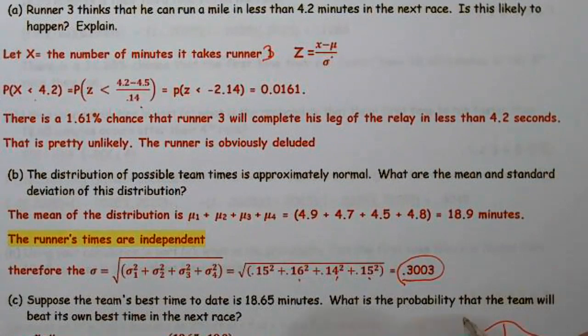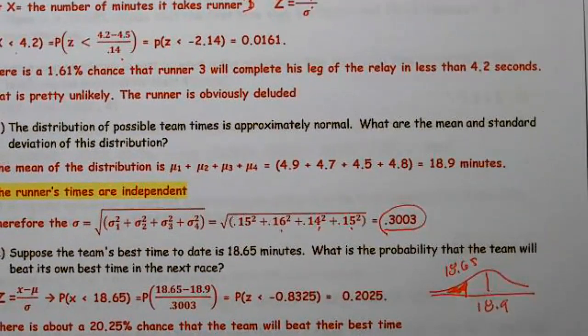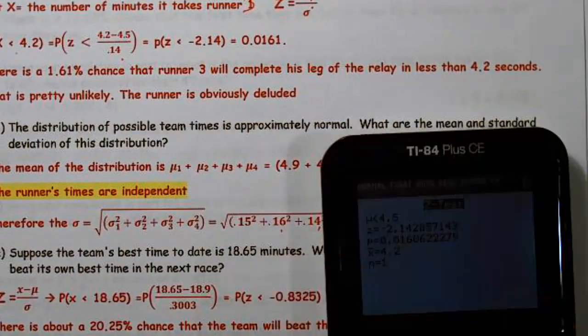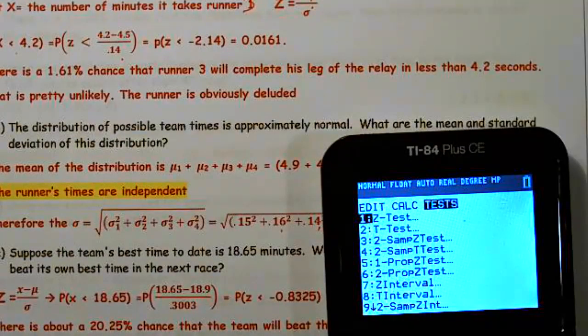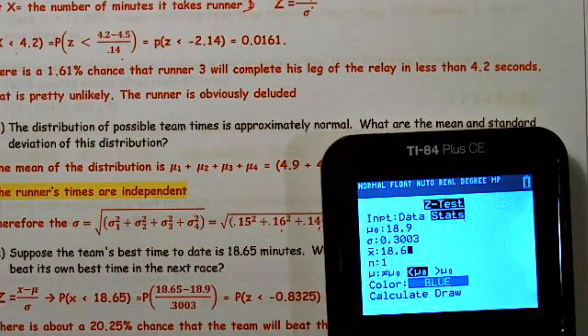But we want to know the likelihood that they can do it in 18.65 minutes. That's what we're looking for. All right? So, stats test, z-test, 18.9 minutes. Standard deviation is 0.3003 that we calculated. 18.65 minutes. Now, I need to talk to you about the sample size.